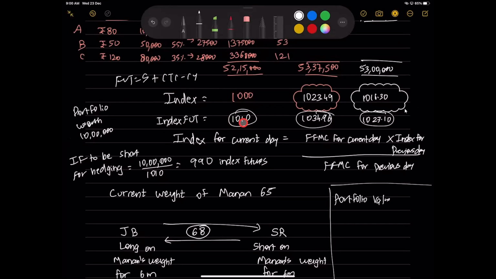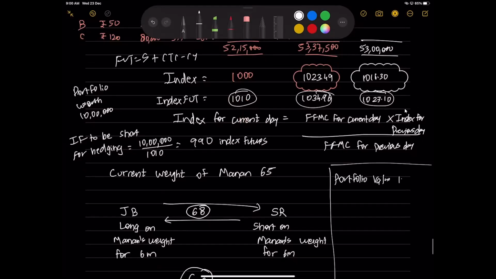Now suppose the portfolio value reduces from 10 lakh to, let's say, 9 lakh. What is the percentage reduction in your portfolio value? 10%, right? Now you had shorted index futures at a price of 1010 into 990 contracts. So the valuation becomes 1010 into 990, that is worth 9,99,900. This is your short value.